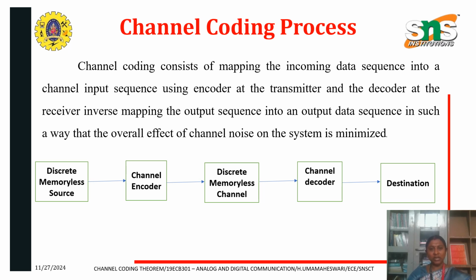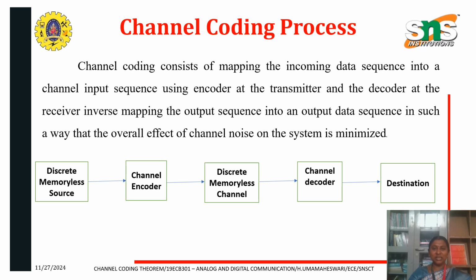Here the channel coding consists of mapping the incoming data sequence into a channel input sequence using the encoder in the transmitter, and the decoder. In the reverse, the inverse mapping, the output sequence is mapped into an output data sequence in such a way that the overall effect of the channel noise on the system is minimized.